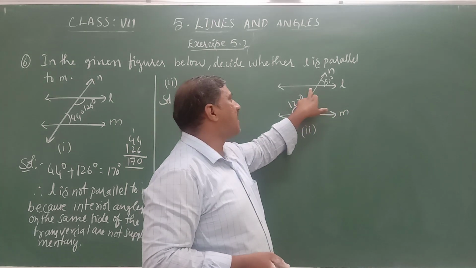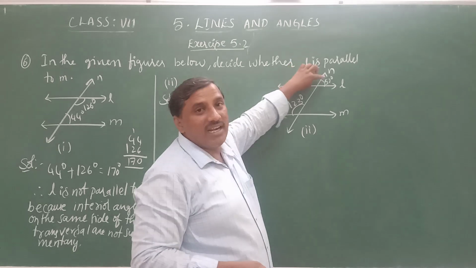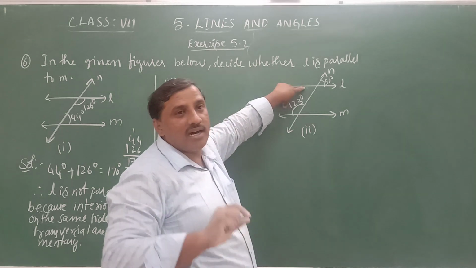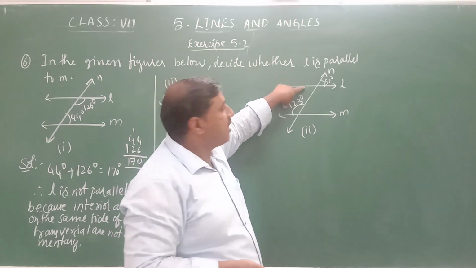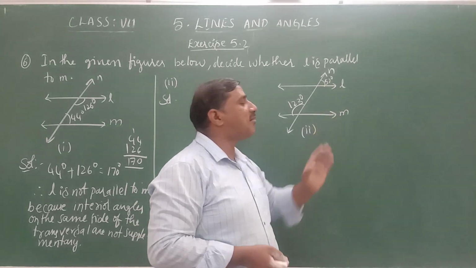Now what about this angle? Both are alternate interior angles. Both are vertically opposite angles. Therefore it is 57 degrees. Now these two angles are on the same side of the transversal. So 123 plus 57 is 180 degrees. Hence L and M are parallel.